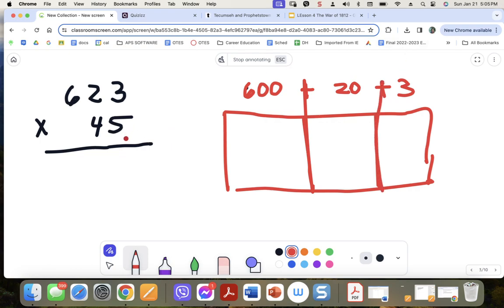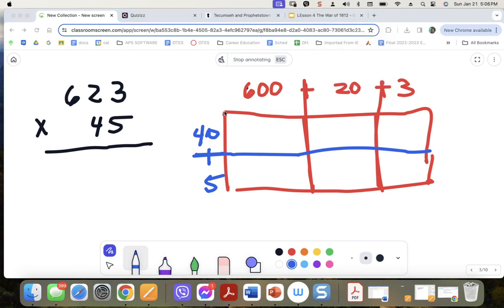And then how are we going to expand 45? That will be 40 plus 5. Again, because that's where our plus sign is, we're going to go ahead and draw a straight line. So we're going to end up having 2 rows. So it's easy.